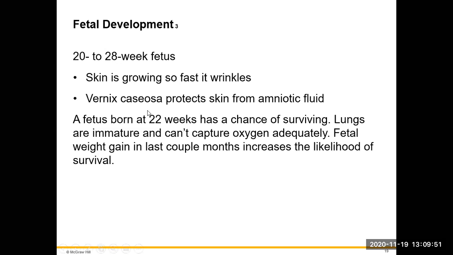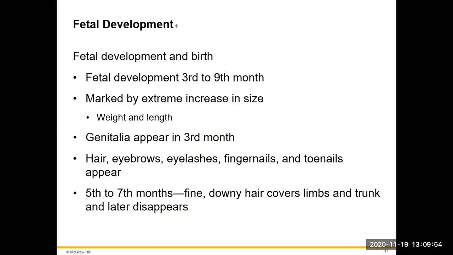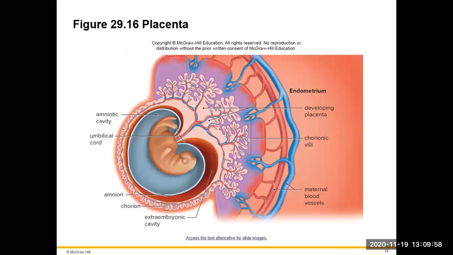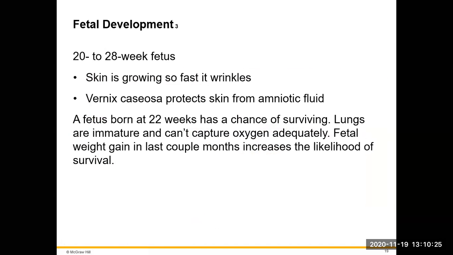Okay, I'm going to talk about the vernix caseosa. As you can see, there is amniotic fluid, and here is the fetus. So this amniotic fluid might damage the skin. That's why there is an outer covering of this fetus that protects it from the amniotic fluid. So that's what the vernix caseosa means. It protects the skin from the amniotic fluid. And a baby which is 22 weeks old has a chance of survival if they get proper care.